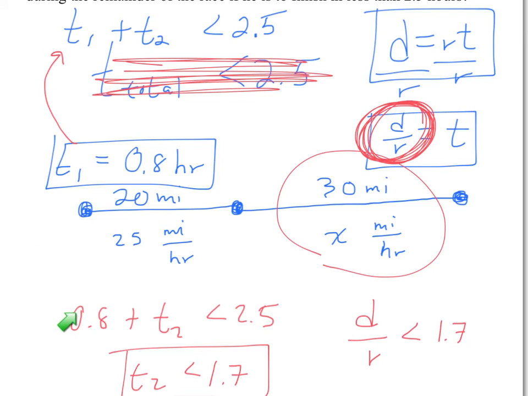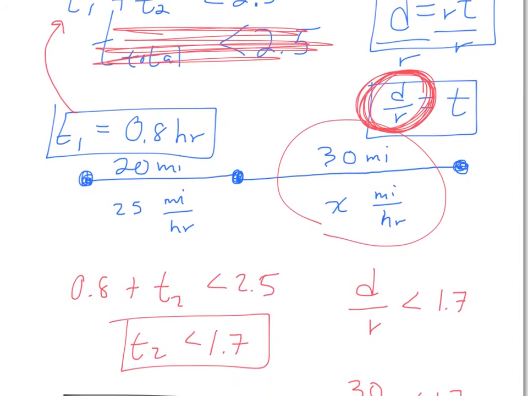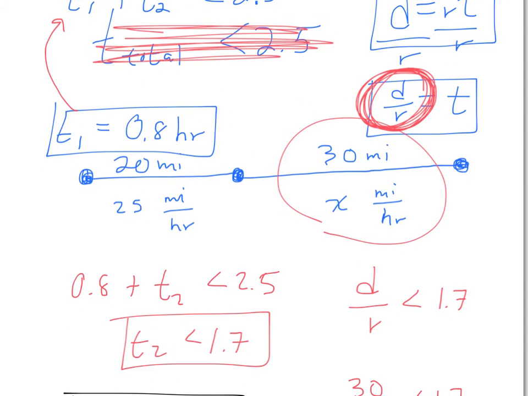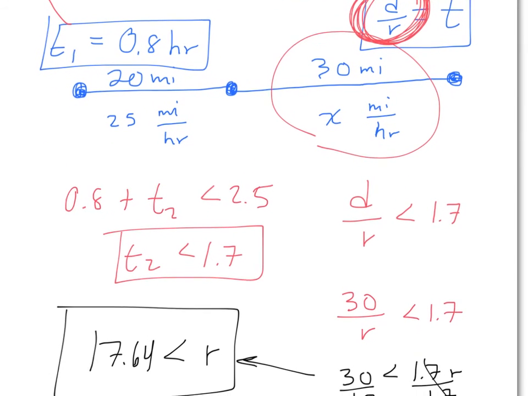So then we said, okay, if that's true, and we solve this, we end up with the statement that T2 has to now be less than 1.7. I got that by subtracting 0.8 from both sides. Subtract 0.8, subtract 0.8, you get that the second leg of the trip has to be less than 1.7 hours. Okay. Time, if we remember, is really distance over rate. And since time has to be less than 1.7 hours, that means that distance over rate has to be less than 1.7 hours. We know the distance is 30 miles, so we plug that in for distance. So 30 miles over whatever the rate is has to be less than 1.7 hours, the remainder time.